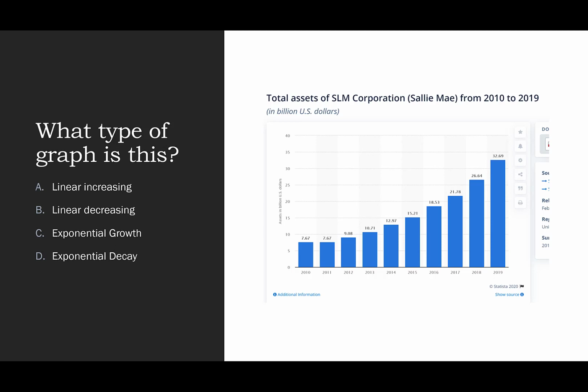How is this data increasing? We have the total assets of SLM Corporation, which is Sallie Mae, from 2010 to 2019. When you look at the growth, is it linear increasing, linear decreasing, exponential growth, exponential decay? Looking at the data, we can see there is a big increase of growth as we go. So it's not staying the same, it's not increasing by the same amount, it's increasing by higher and higher numbers every time, which says this would be exponential.